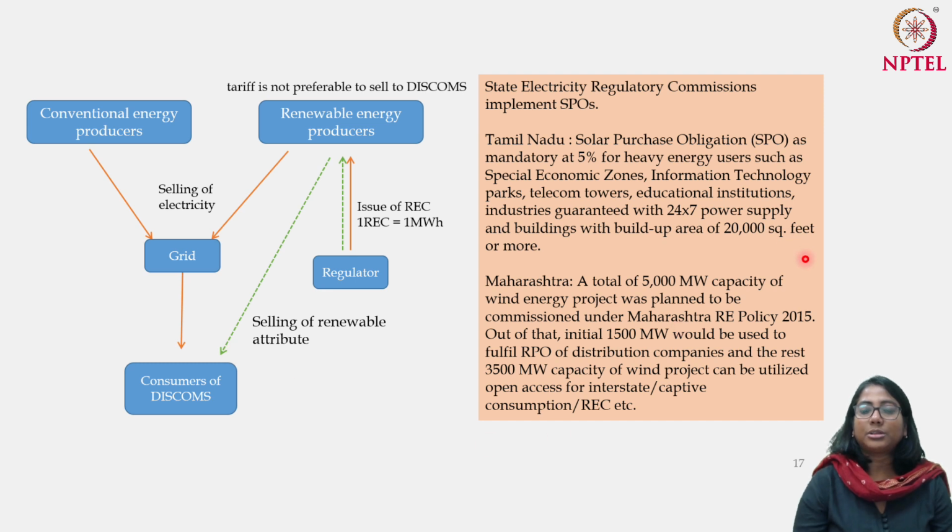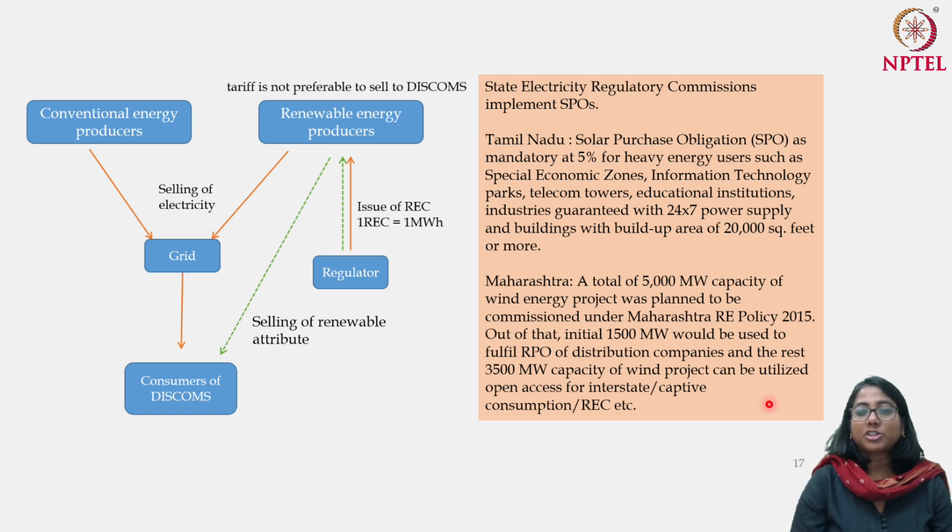If we look at the policies of Tamil Nadu, you will see that the solar purchase obligation, that is SPO, is mandatory at 5% for heavy energy users such as the special economic zones, the information technology parks, the telecom towers, the educational institutions, the industries who are guaranteed 24/7 power supply, and the buildings which are much bigger, with a built-up area of 20,000 square feet or more. So all these entities who are bigger energy consumers have to comply with a mandatory target that 5% of their energy has to come from renewable, not only renewable, from the solar purchase obligation.